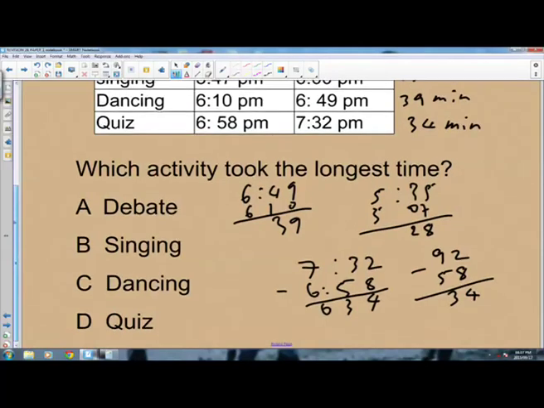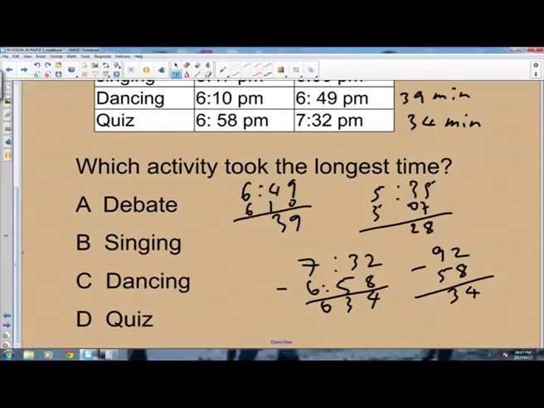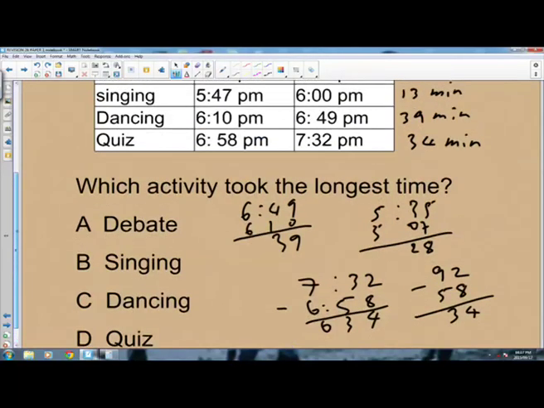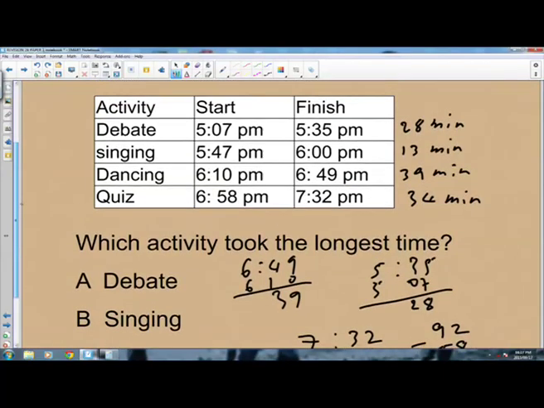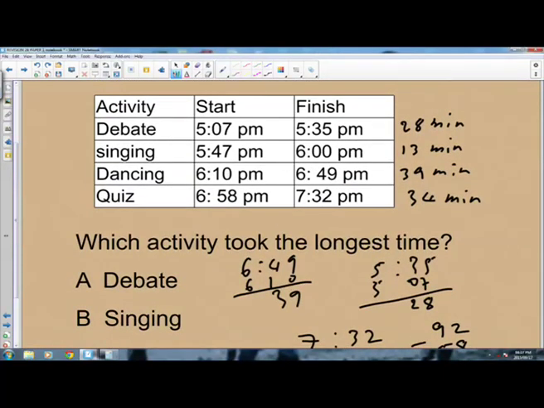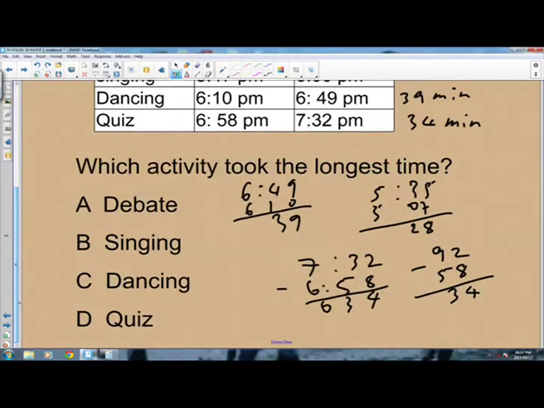And then let's go and check in our alternatives. It says which activity took the longest time. We now need to compare. We have 28 minutes, 13, 39, and 34. So according to this, dancing took the longest time. And let's check. Do we have dancing here? Of course, it's at C. So let's circle C, because that is where the longest time has been taken with regard to this question. This is how we answer this question.